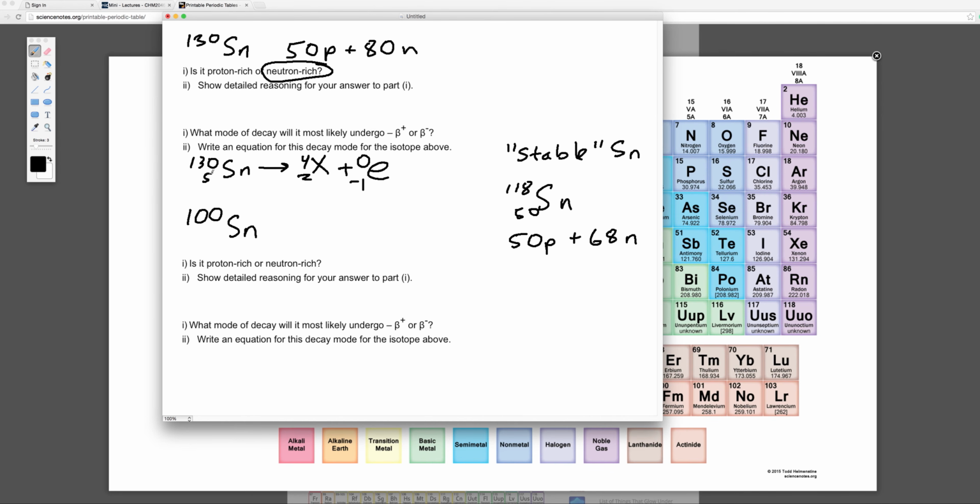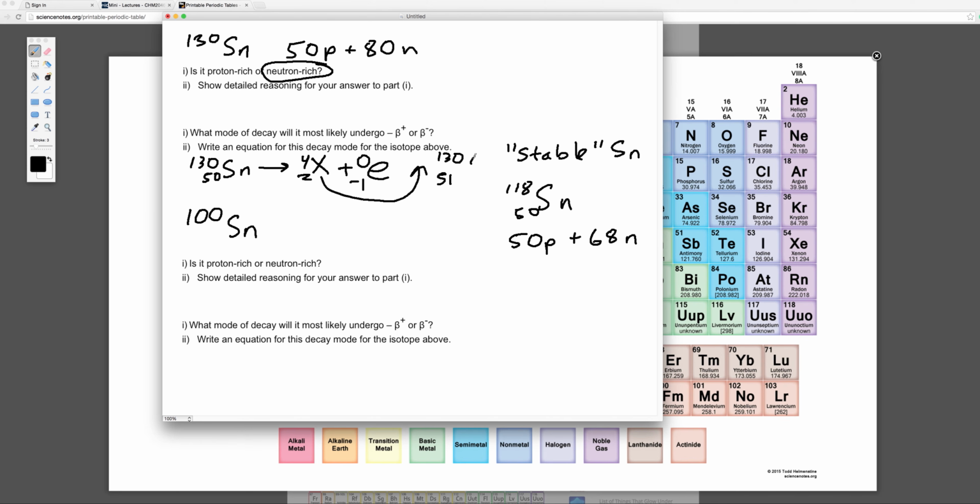Over here we've got the tin. And of course the top lines and the bottom lines have to add up. What we're going to be left with here is going to be 51 and 130. And 51 on the periodic chart, you can see it right here, is Sb, antimony.